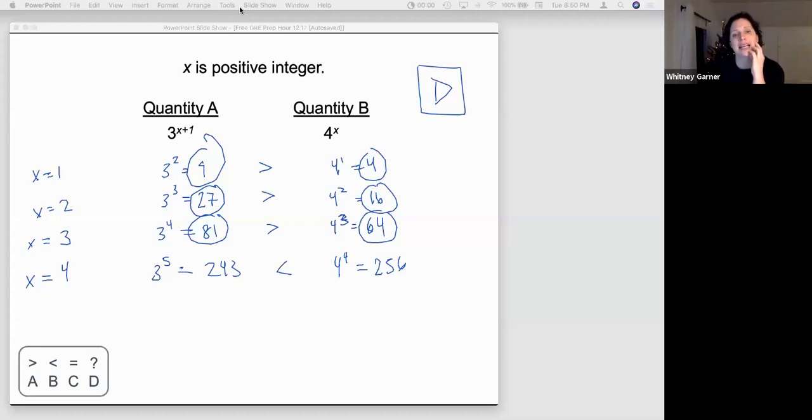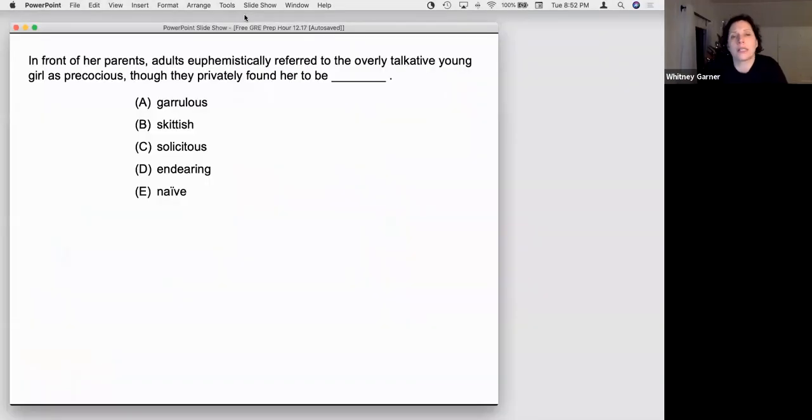Okay, we can do the exact same thing with our vocab and our reading. Let's try a sentence completion, a text completion. You have 5 answer choices, and one of them will correctly fill that blank. We want to be able to finish these questions in about a minute. So I'm going to give you about 1:30 to answer, and I want you to submit an answer to me no matter what.